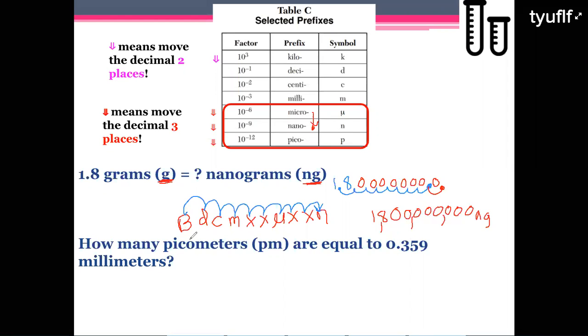Let's go ahead and try another one. This time, they want to know how many picometers are in this many millimeters. So this time I'm starting off at millimeters.